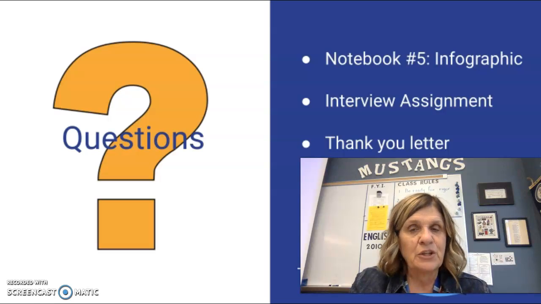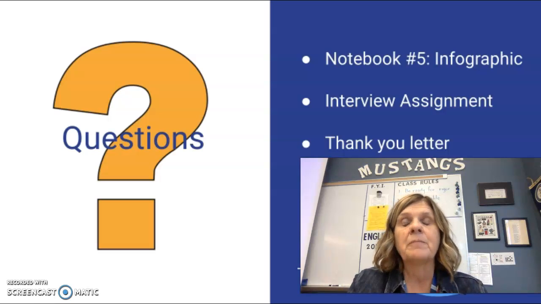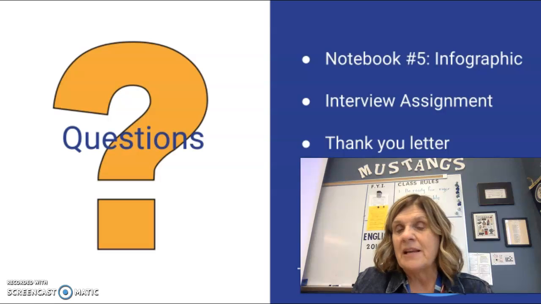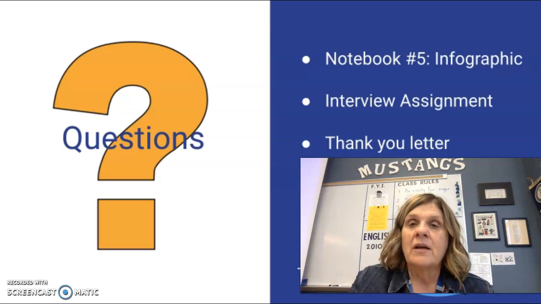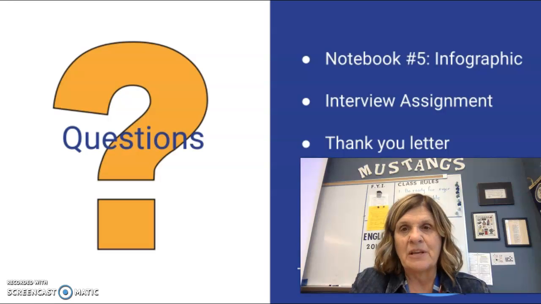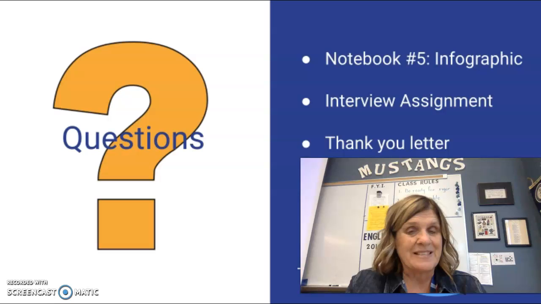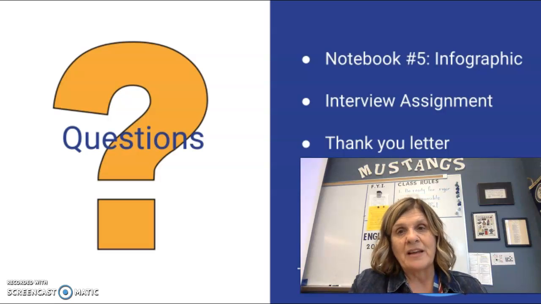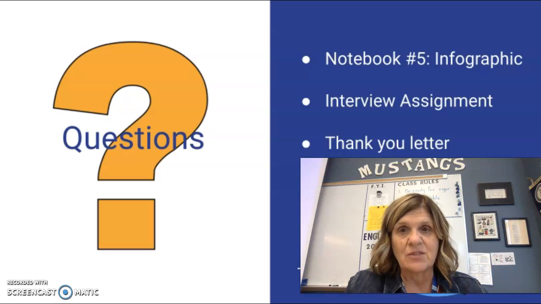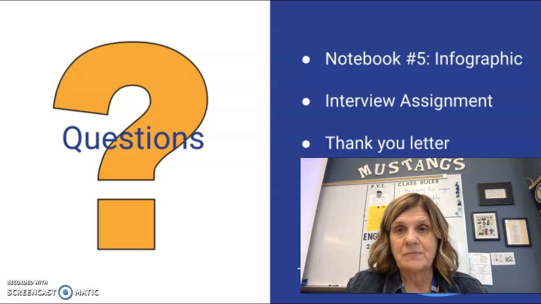It also is included in your final draft of your paper. Your interview assignment has 4 parts to it. Those 4 parts are included in the actual assignment. You can look over that initial assignment that I gave you, and it reviews the 4 things that you need. Those 4 parts will be stapled together, and remember, that is worth 50 points as a test score. The notebook number 5 is worth 25 points.